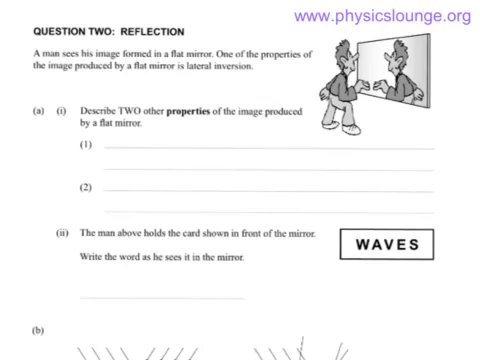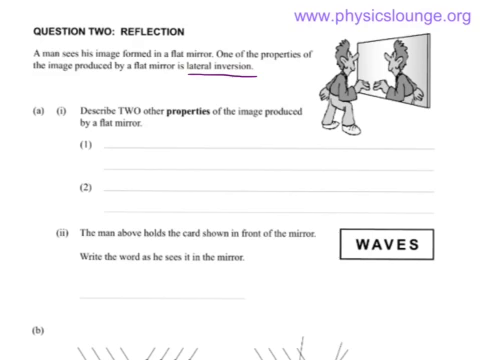Question 2, we're looking at reflection. A man sees his image formed in a flat mirror. One of the properties of the image produced by a flat mirror is lateral inversion. Describe two other properties of the image produced by a flat mirror.